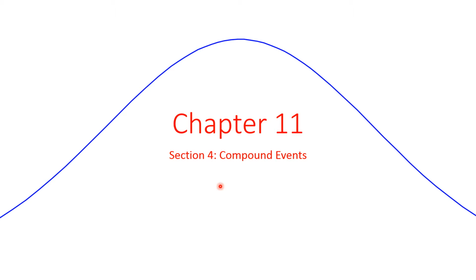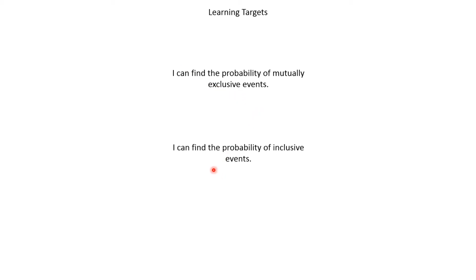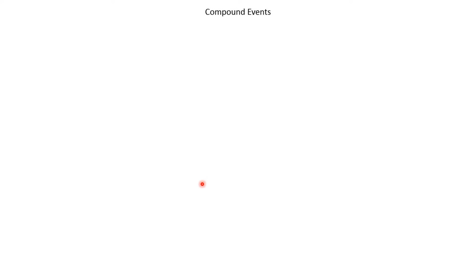So, we're going to be looking at compound events in this section. Compound events fall under two types that we will see in our learning targets. We can have mutually exclusive events, so I can find the probability of mutually exclusive events, and I can find the probability of inclusive events. It's the other type. And so, first, what are these compound events?